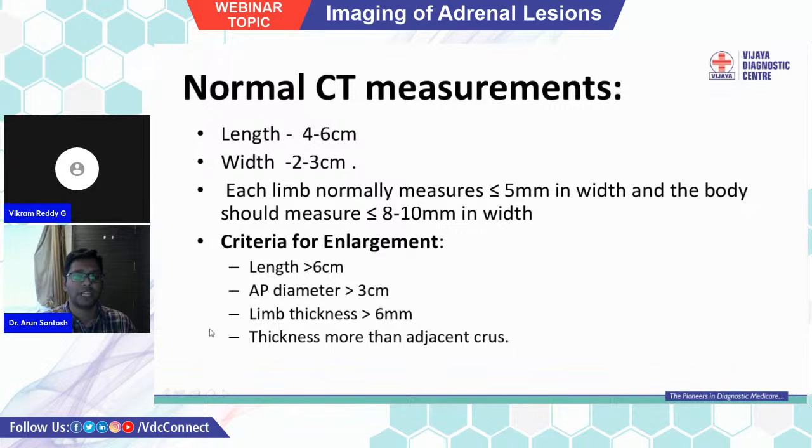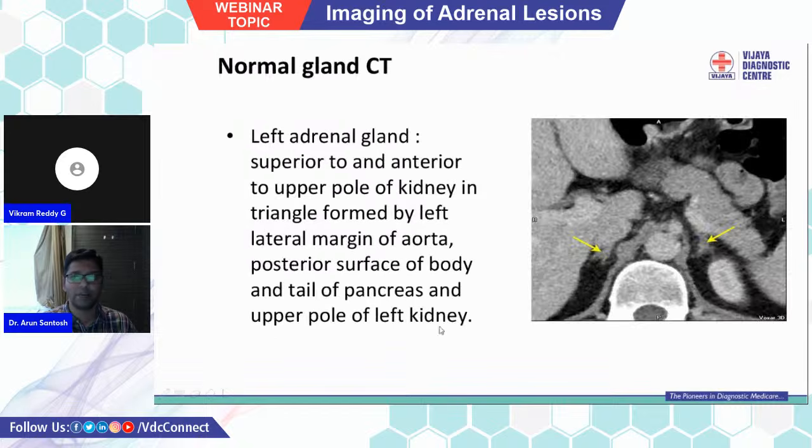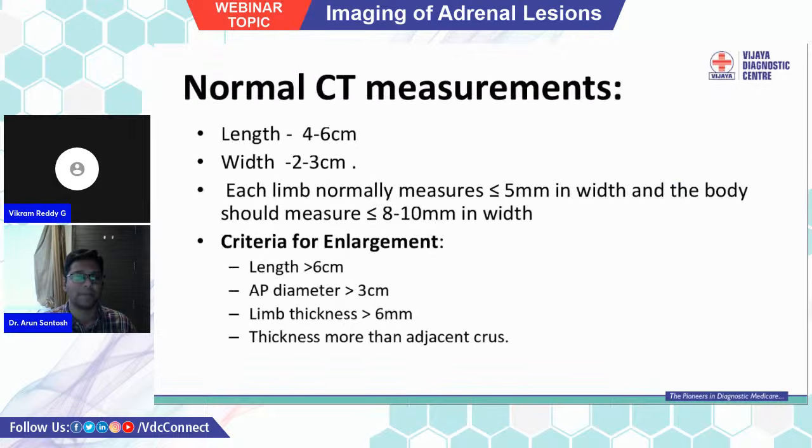Generally, when we visually assess whether the adrenal gland is thickened or not, we compare it with the thickness of the adjacent crus of the diaphragm. If the adrenal gland appears larger than the adjacent crus of the diaphragm, we generally take it that the gland is either enlarged or thickened, or it can be due to hyperplasia.